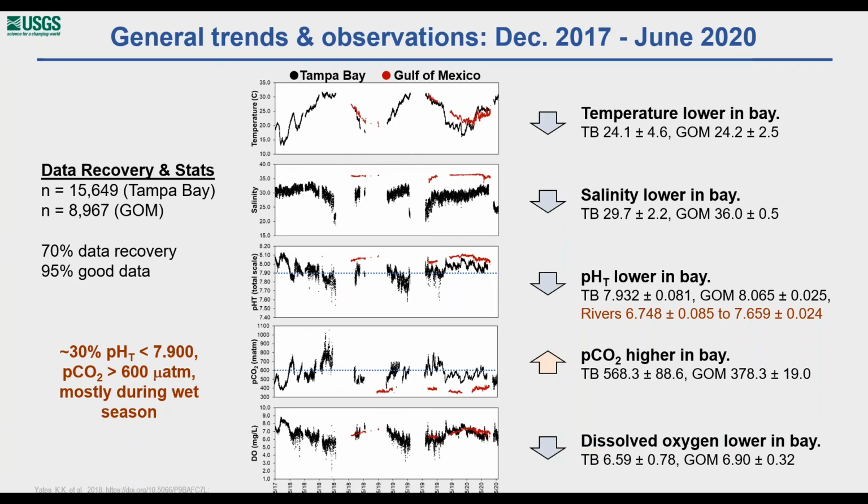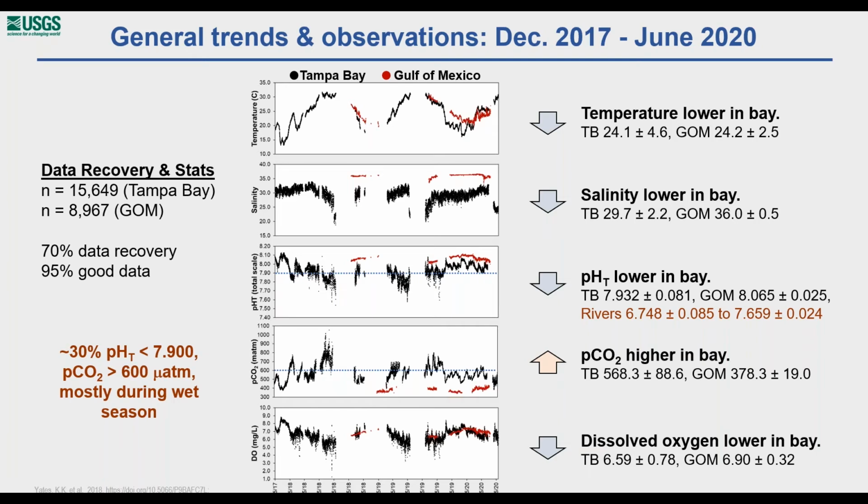These are the results from our first 2.5 years of sensor data with Tampa Bay data in black and Gulf of Mexico data in red. We can see that we have much greater diurnal and short-term variability in the bay as opposed to the Gulf of Mexico, which we might expect. There are distinct differences between Bay and Gulf of Mexico salinity and CO2 values, which provide good end members to help us distinguish between Bay and Gulf of Mexico chemical signatures. And the dotted lines on the pH and CO2 graphs show approximately 30% of our data falls below that pH threshold of 7.9 and above a PCO2 of 600, which is typically when we see that evidence of carbonate dissolution.